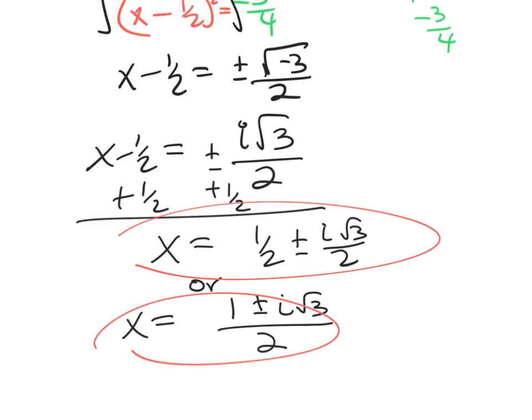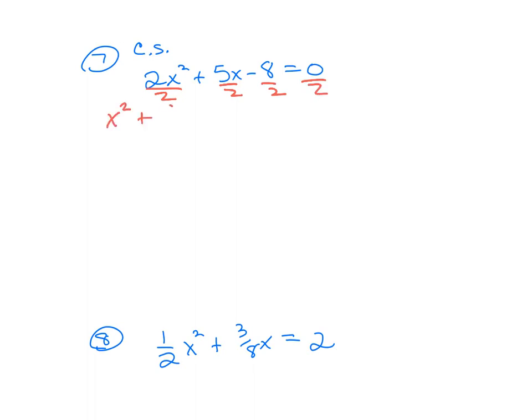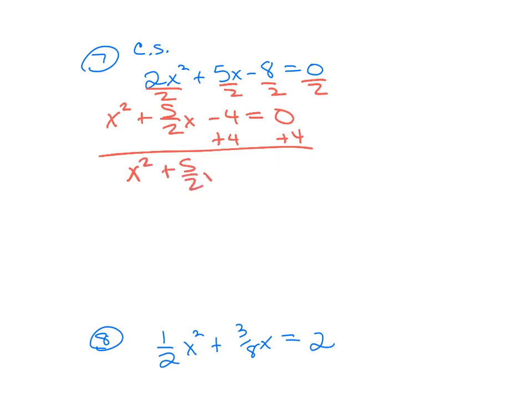Pretty good? So again, I need to get rid of the 2, divide everything by 2, and I get x squared plus 5/2 x minus 4 equals 0. Next step, move the constant. x squared plus 5/2 x equals 4.